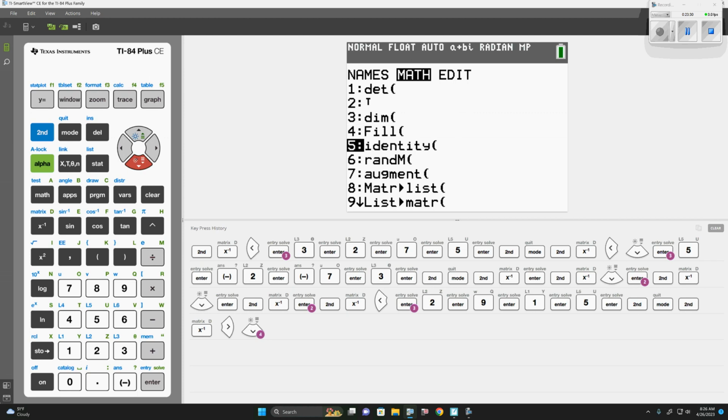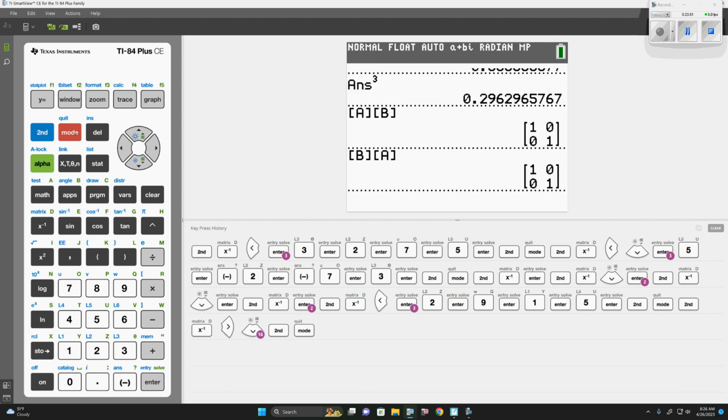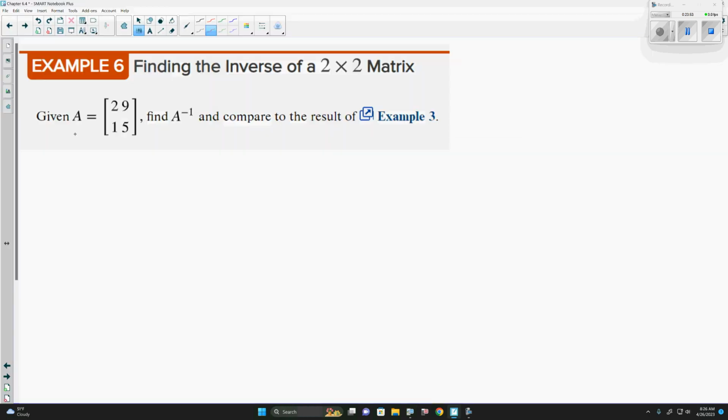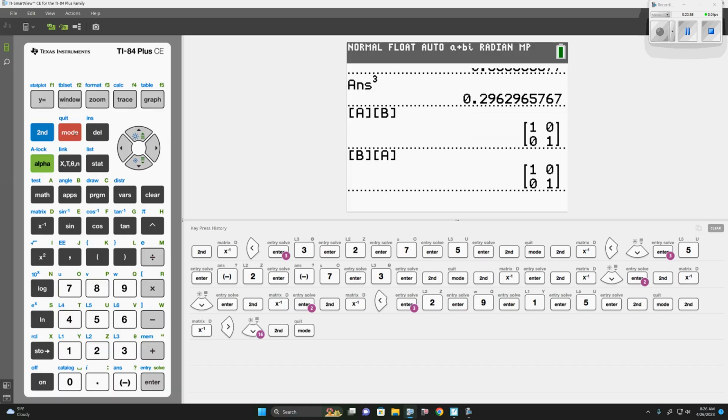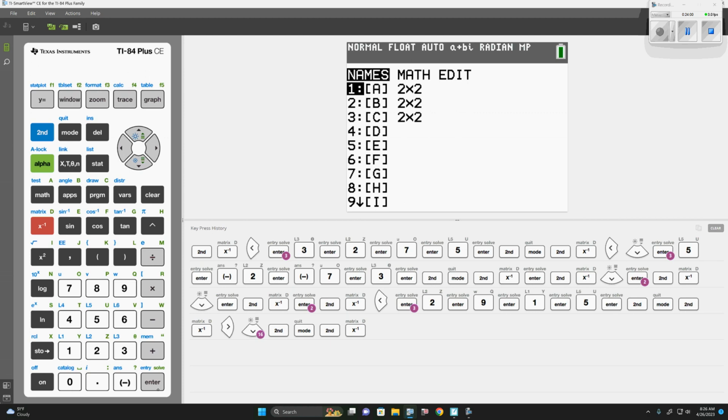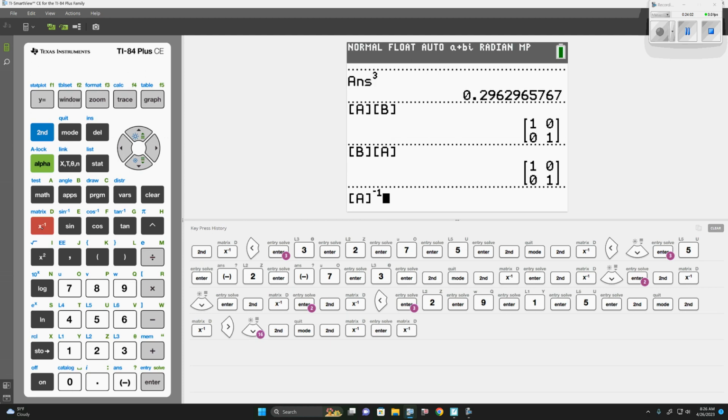Fill, identity, random, augmented, matrix list, list matrix, unit sum, reduced row echelon form, row swap, row plus, row times. Well, none of those were inverse. But how did we write an inverse? A to the negative 1, yes? Well, matrix A. I do have a negative 1 button.